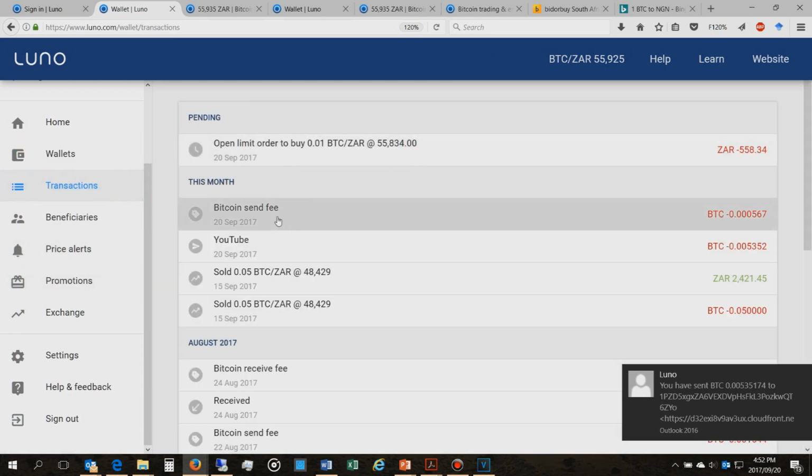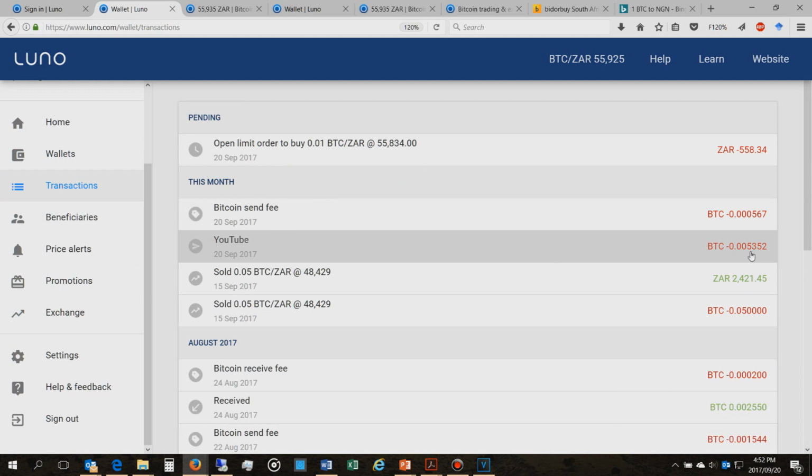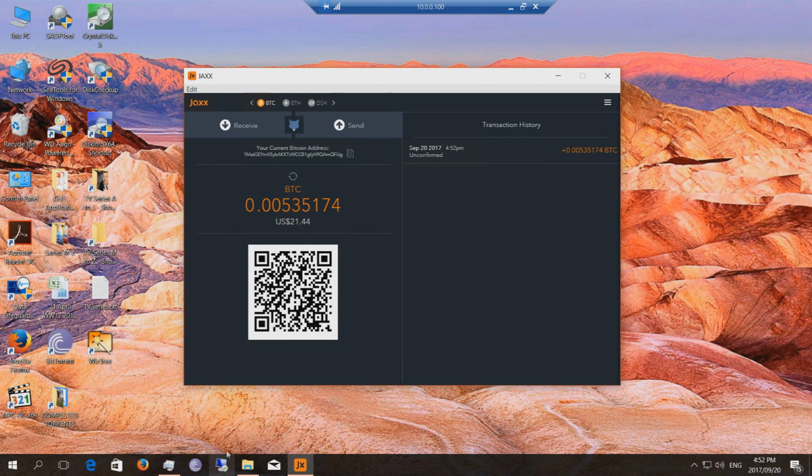Now, just so you're aware, let's have a look here at the transaction. Bitcoin send fee. The amount that I transferred was 0.005352. And the amount that I received was 0.00535174, and that's where the fee was taken. Luno charged an amount in order to do this transaction. Well, maybe Luno is not actually necessarily charging in itself, in that they have to pay for the mining fee. And obviously Luno do make some profit from that, but this is also being paid to the miners who actually perform the transaction on the internet.